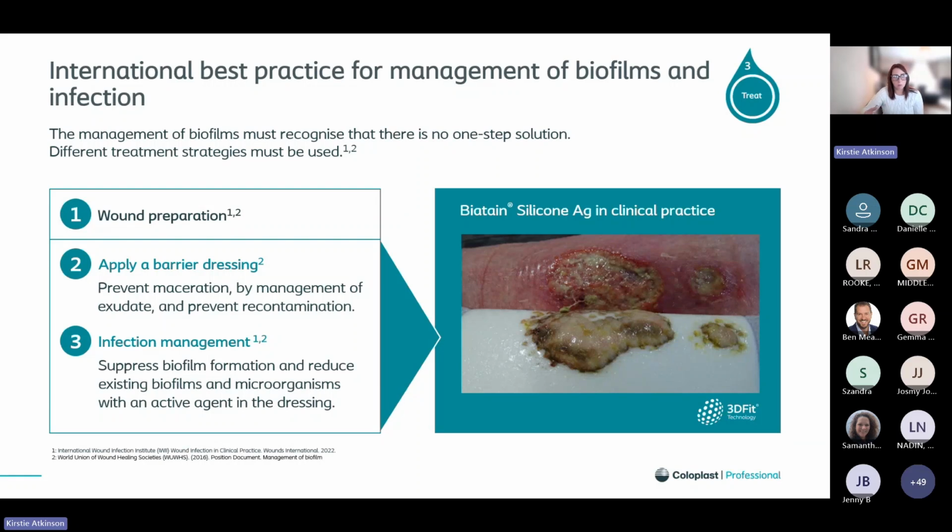So you want something like your Biatain Silicone that retains 99.98% of bacteria. It's also providing a barrier dressing because it's conforming to the wound bed, stopping that exudate from pooling. But because it's retaining the bacteria, it's preventing that recontamination. But if you've got a silver dressing in there, which we'll come to in a second, it's also going to suppress that biofilm formation and stop that biofilm from growing back because of the active agent in the silver.